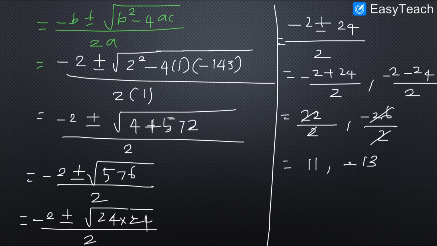So here our roots are 11 comma minus 13. This is how you apply the formula: just substitute the values and find the roots. In the next class we will discuss the nature of roots and some related problems.